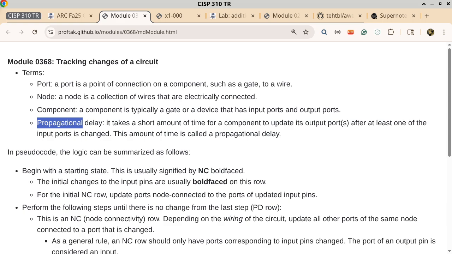The next one is the propagational delay, which we talked about a little bit in the previous class, other than the practice exam on Tuesday. A propagational delay is the amount of time for a component to update its output port or ports, depending on what component we are talking about, after at least one of the input ports is changed. This amount of time is called the propagational delay. Do we have any questions about what that is?